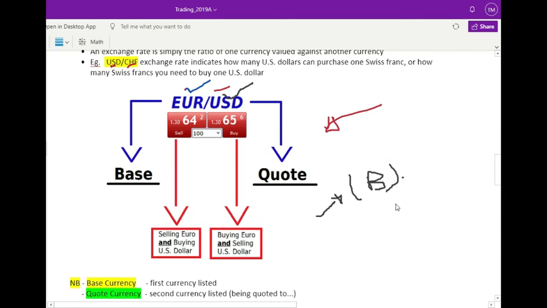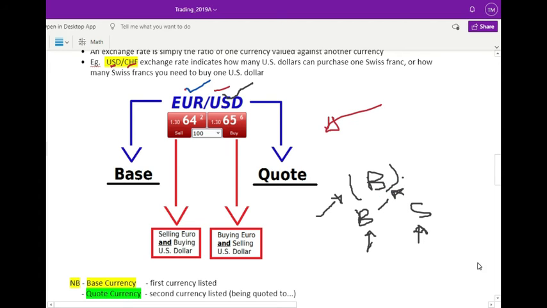The first thing when you are pressing a button, I'll repeat, the first thing that is affected is the base currency. So when you are pressing buy, let's say there's a buy and sell. When you are pressing buy, you are buying the base currency. When you are pressing sell, you are selling the base currency.